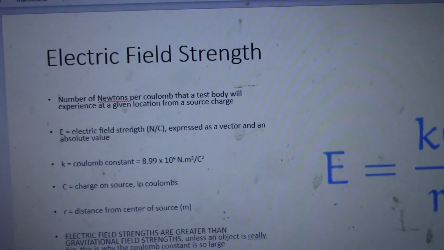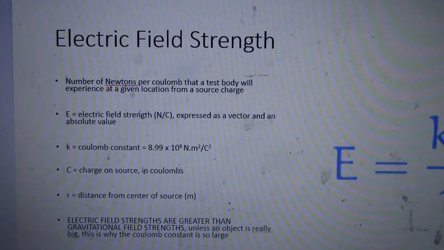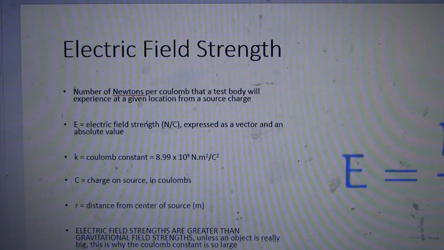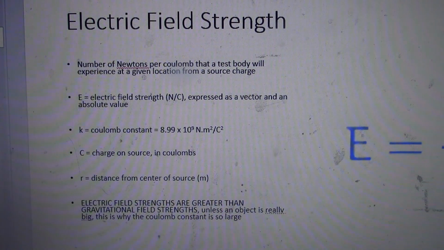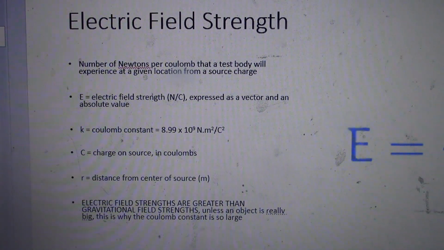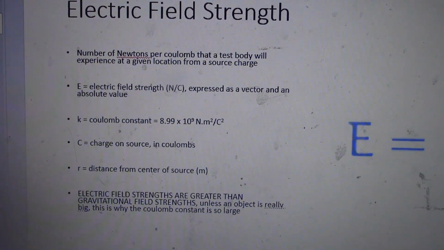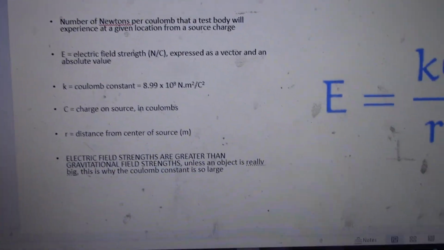Okay, the other type of field strength that we're going to solve for is electric field strength. Electric field strength is the number of newtons per coulomb that a test body will experience at a given location from a source charge. The electric field strength is in newtons per coulomb. So we have newtons per kilogram with gravitational field strength.